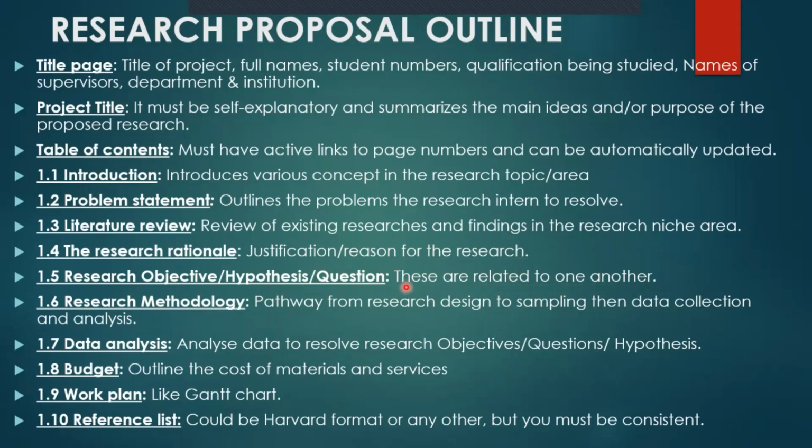These are related to one another. All these research objectives, research hypotheses, and research questions are related to one another. If you know the research hypothesis, you can easily derive the research questions. And if you know the research objective, from there you can derive the research hypothesis and research questions. That's why I say they are related to one another. Then the research methodology is just a pathway from the research design to sampling, then data collection. So how you are going to design the research, how you are going to do sampling and collect data, and then analyze the data. All of that is the research methodology.